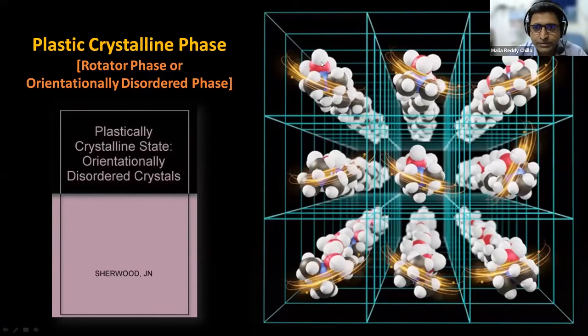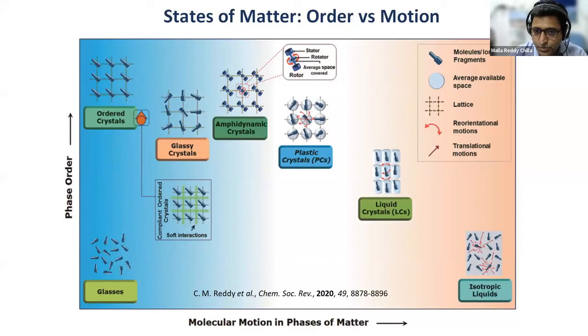Here, as I said, you have a lattice with long range order, but locally the molecules have short range order. That means you have orientational disorder but long range order. Since you have long range order, they give a good diffraction pattern, and these crystals also have many advantages. If you compare them with other types of molecular crystals, for example a highly ordered crystal, you have the highest order and the least molecular motion in the solid.